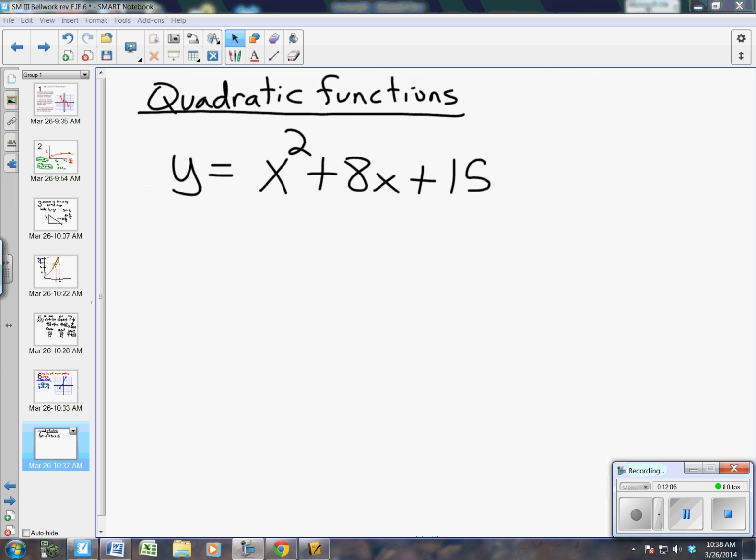Okay, with quadratics, we're going to kind of start simple. Giving you x squared plus 8x plus 15. I'm going to give you 1 minute. Don't use your calculator. I'm going to see how much of the graph you can get. Go.